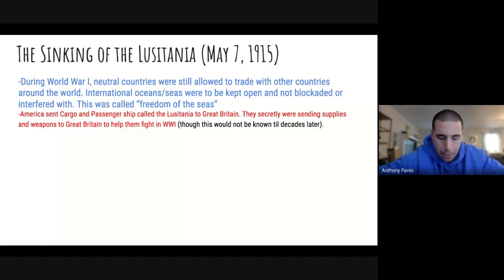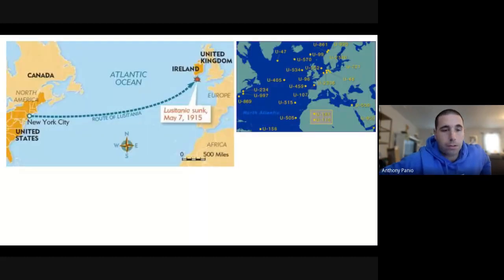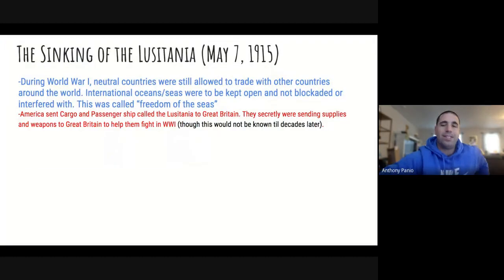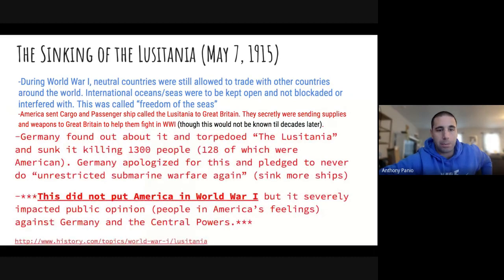Now, according to the United States and Britain, we were just sending people and basic cargo over from the United States to Britain, and that was pretty much it. However, we wouldn't find out till years later that we were actually secretly sending supplies to Great Britain to help them fight in World War I. Now, this upsets Germany because Germany has Britain as their enemy, and they also have a lot of boats in the Atlantic Ocean. So Germany decides, you know what? We're not going to allow weapons to be sent to our enemies. So you know what they're going to do? They're going to sink the ship.